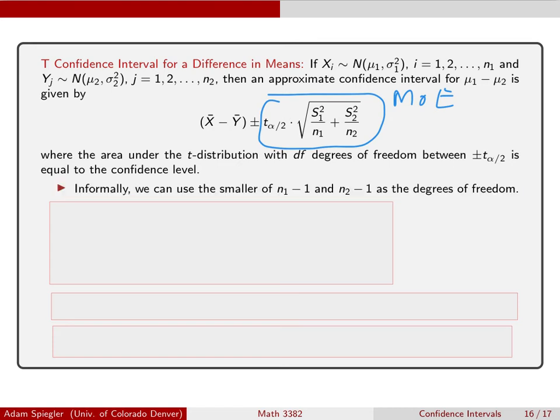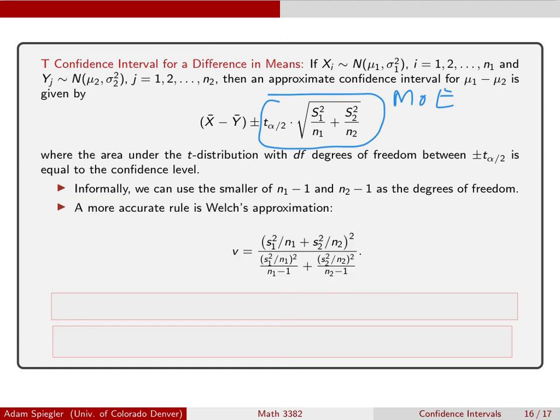First, if you're not using technology, then informally, it's not too bad of an estimate to pick the smaller of the sample sizes and use that as the basis for calculating the degrees of freedom. So I would say which of these two is smaller, n1 or n2, and then my degrees of freedom are going to be the smaller sample size minus 1.